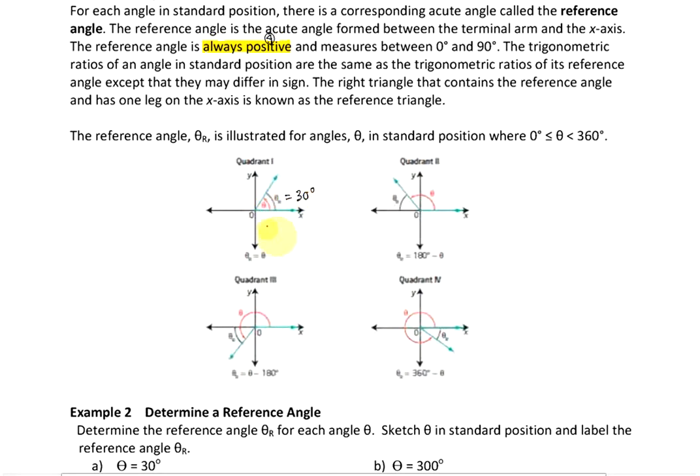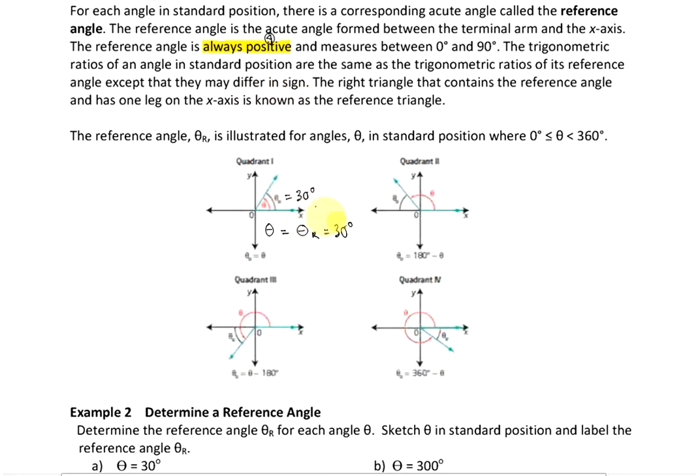So in this case, our angle theta is the same thing as our reference angle, which I'm going to say is 30 degrees. Okay. Now, we want to show that the trigonometric ratios of an angle in standard position are the same as the trigonometric ratios of its reference angle, except that the sign may differ.